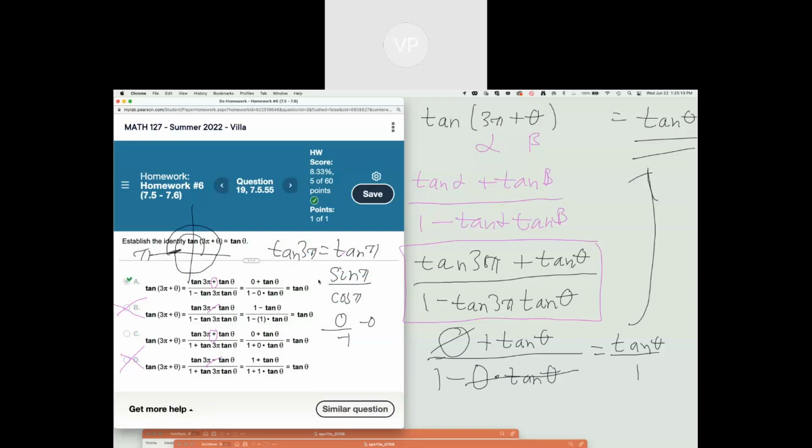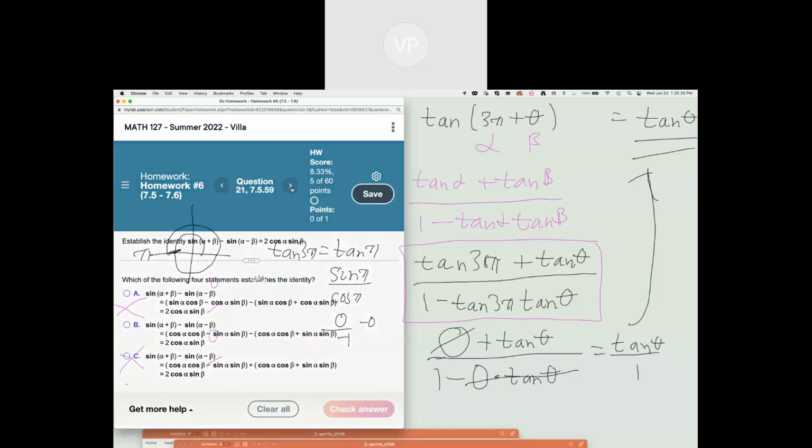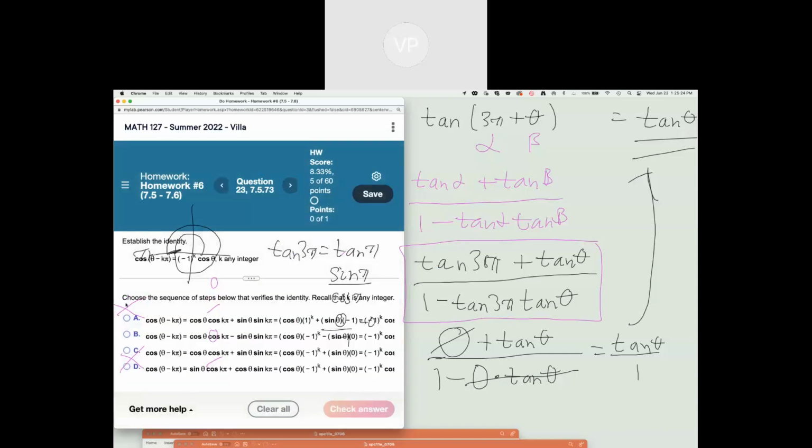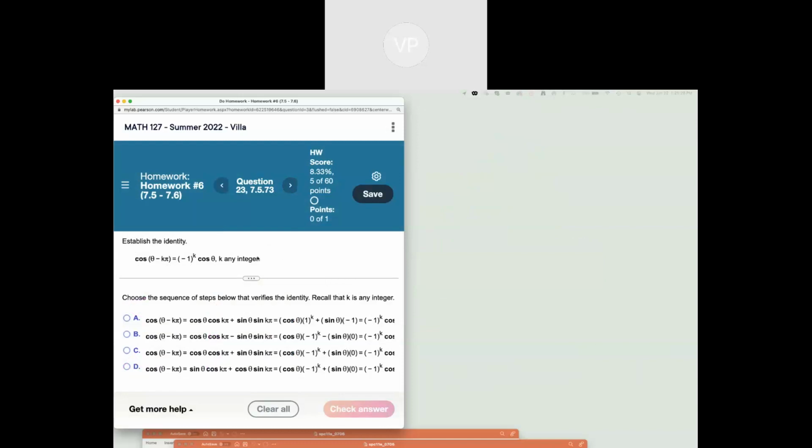Like the identities we had to establish in the last homework two days ago, you want to look at it as just do your identity proof, do that thing I did on the right, and then see which multiple choice best matches what the answer was. Okay, on this one, we'll do a couple more here and then I'll let you guys go.